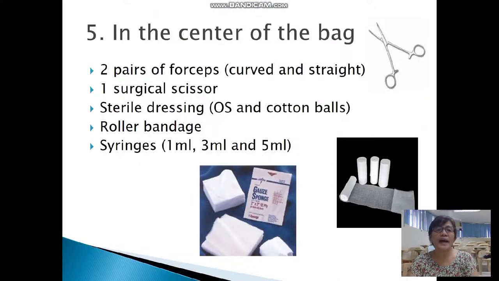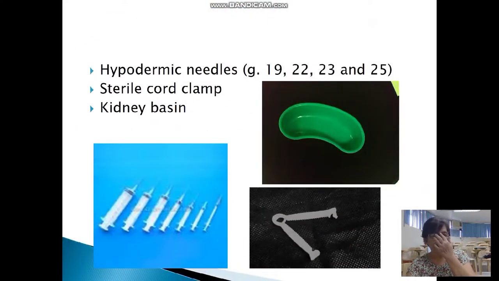In the center of the bag, there must be two pairs of forceps, carbon straight, one surgical scissor, sterile dressing, OS or gauze and cotton balls, roller bandage, syringes, 1 milliliter, 3 milliliter, and 5 milliliter. Hypodermic needles must be gauge 19, 22, 23, and 25. Sterile cord clamp and kidney basin.